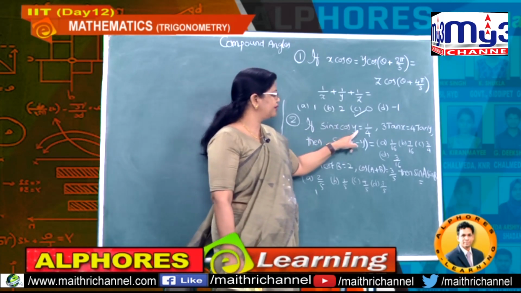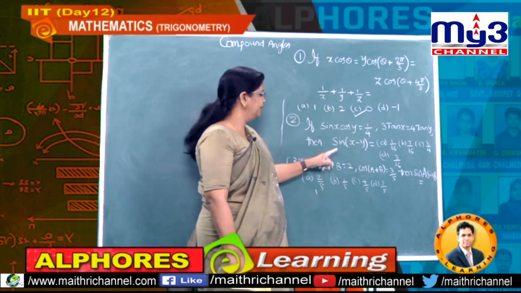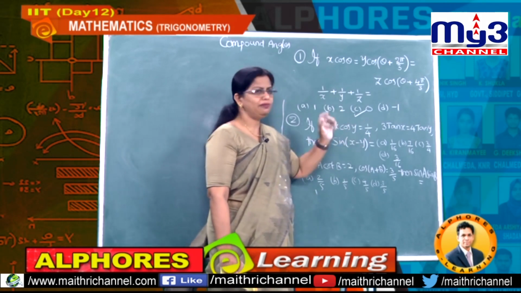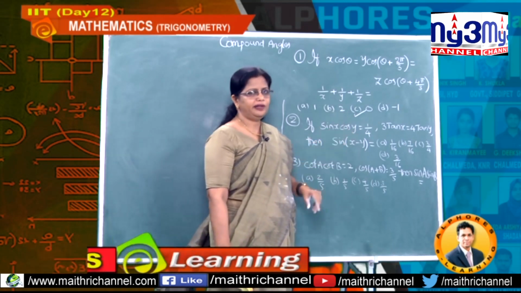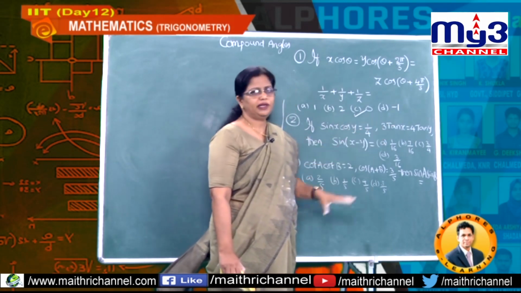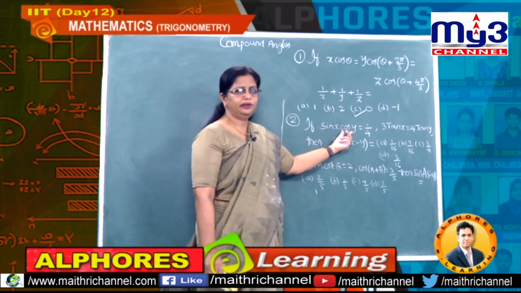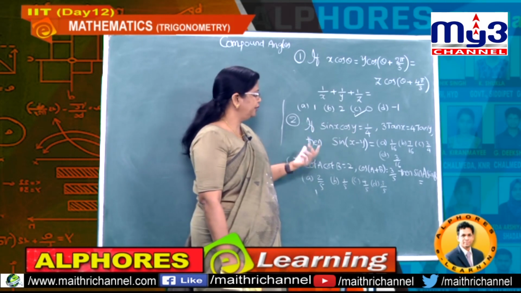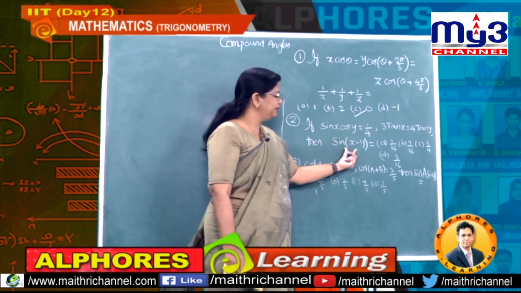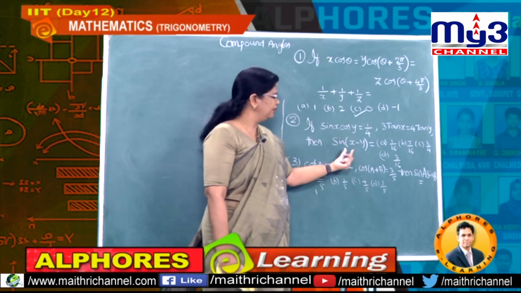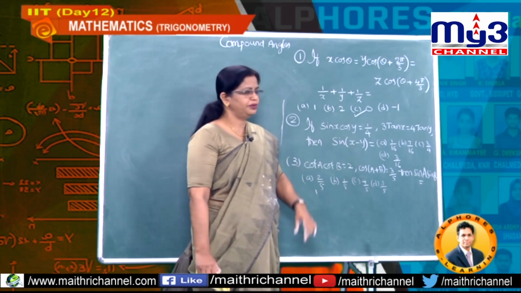If sin x cos y is 1 by 4, and 3 tan x is 4 tan y, then they are asking about sin of x minus y. Okay. So sin x cos y is given, and here a relation between tan x and tan y is given. Individual angles you don't know here, and don't try to find them individually, because then you would need sin x, cos y, cos x, and sin y.